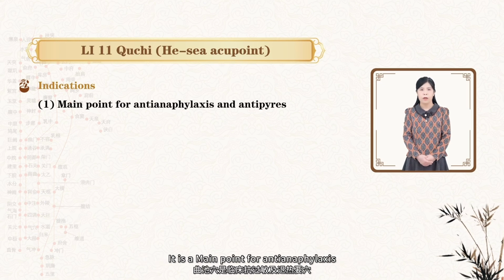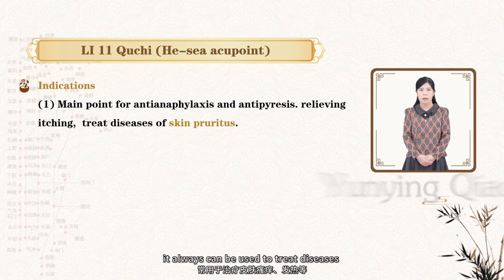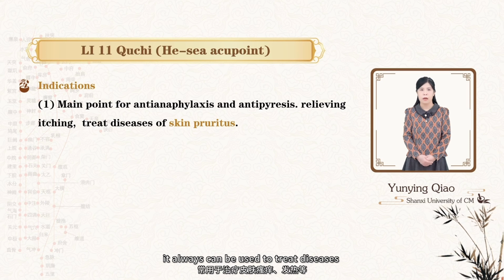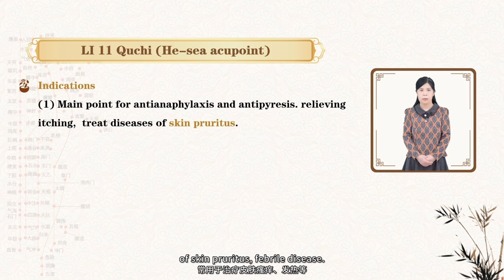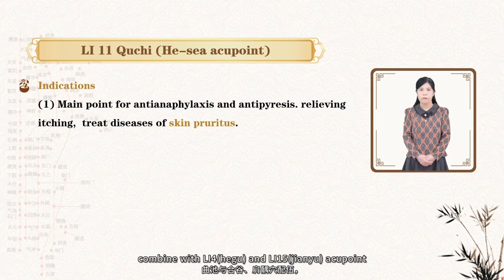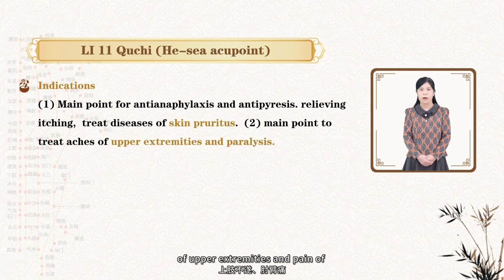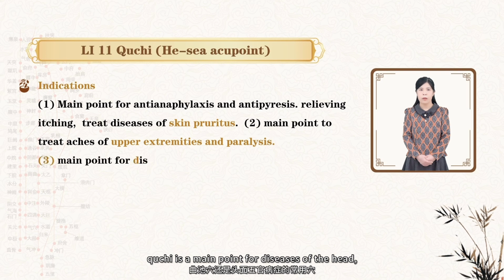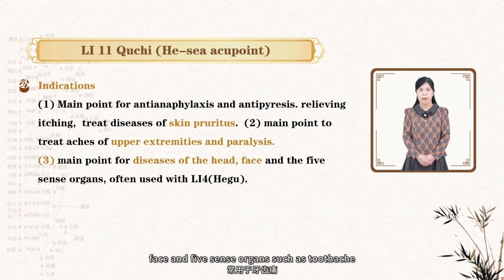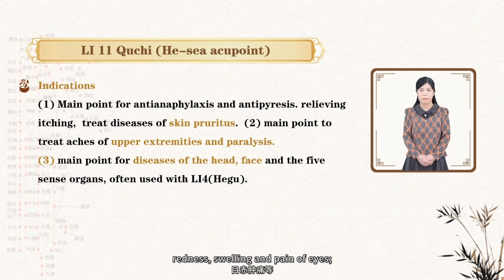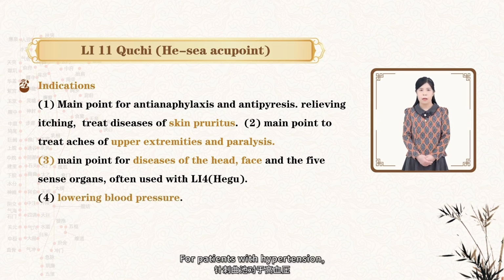It is a main point for antipyresis and antiallergy. It can always be used to treat diseases of skin pruritus and febrile disease. Combined with large intestine 4 Hegu and large intestine 15 Jianyu acupoint, Quchi is commonly used to treat paralysis of upper extremities and pain of the elbow and arm. Quchi is also a main point for diseases of the head, face, and 5 sense organs, such as toothache, redness, swelling, and pain of eyes. For patients with hypertension, acupuncture at Quchi can also get a good effect.